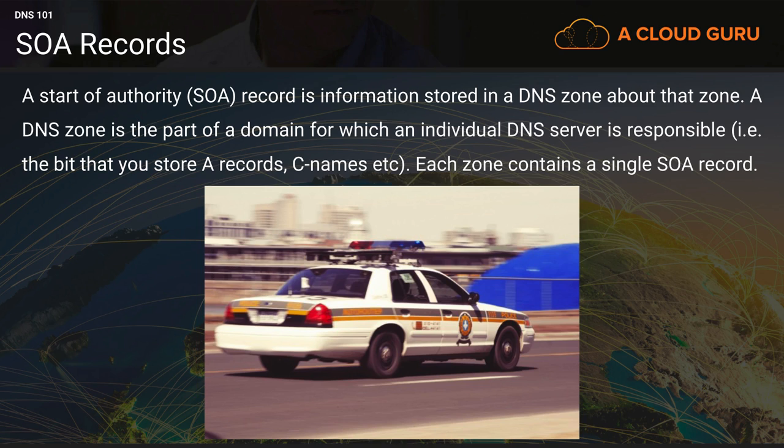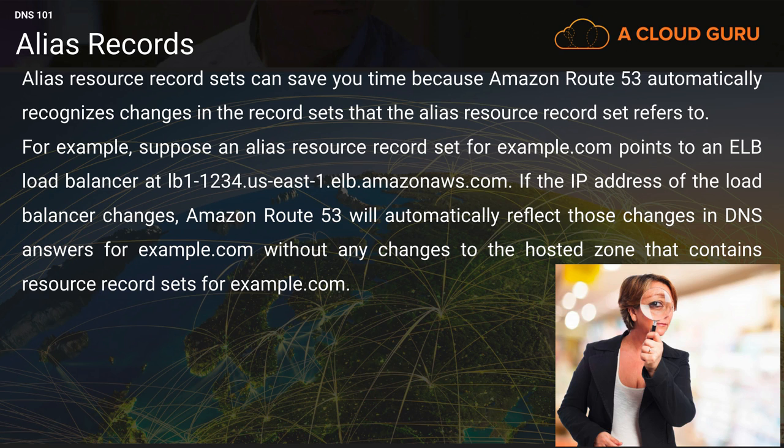Start of authority records. This is just information stored in a DNS zone about that zone. A DNS zone is part of a domain for which an individual DNS server is responsible. And so this is basically where you're going to store your A records, your CNAMEs, etc. and each zone contains a single start of authority record.